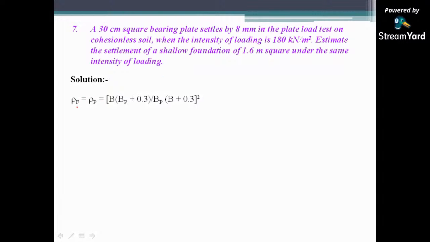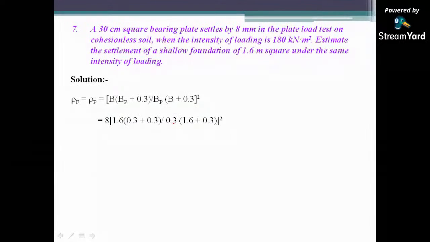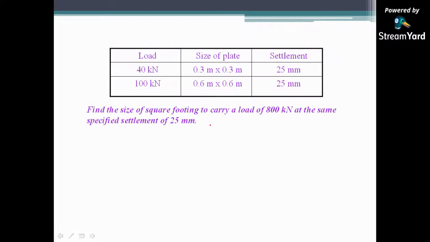Settlement with respect to foundation over settlement with respect to plate is given by (B plus 0.3) over (Bp plus 0.3), the whole squared... So the settlement of the plate is 8 mm. Bp is given as 0.3, and B is 1.6, so B plus 0.3 is 1.9, squared, which gives 22.7 mm. So the settlement is 22.7 mm.